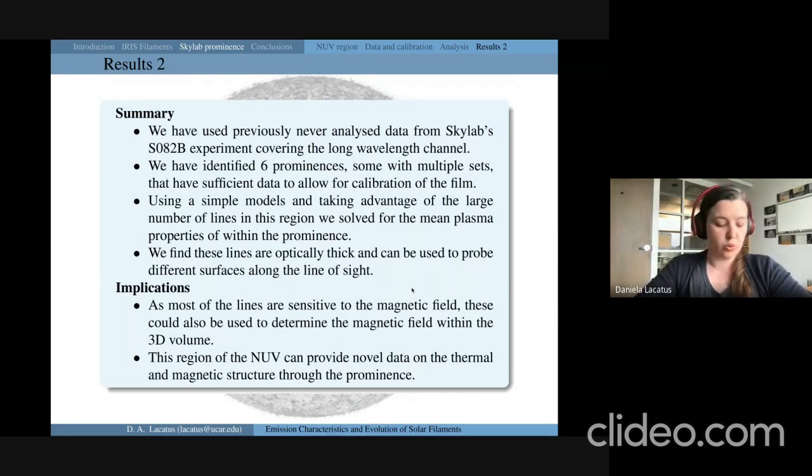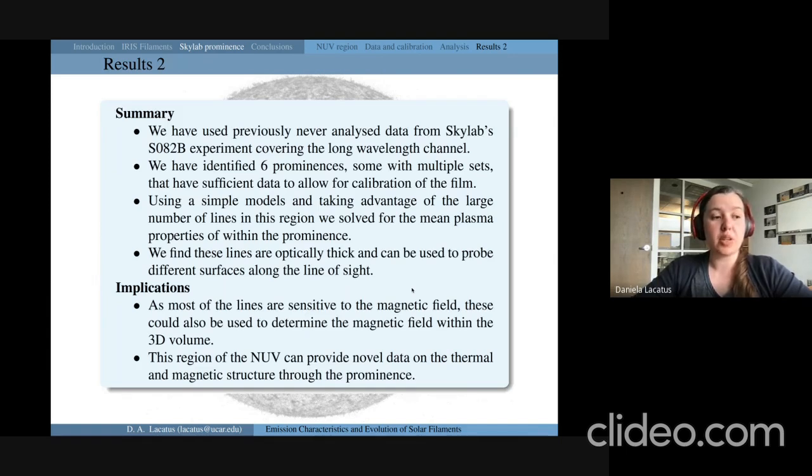So to conclude, we have used previously never analyzed data from Skylab, and from this we have identified 6 prominences that have sufficient data that could be used to calibrate and get pretty good calibrated intensities out of them. We then use a few simple models to take advantage of the large number of lines present in this wavelength region and solve for mean plasma properties within the prominence.